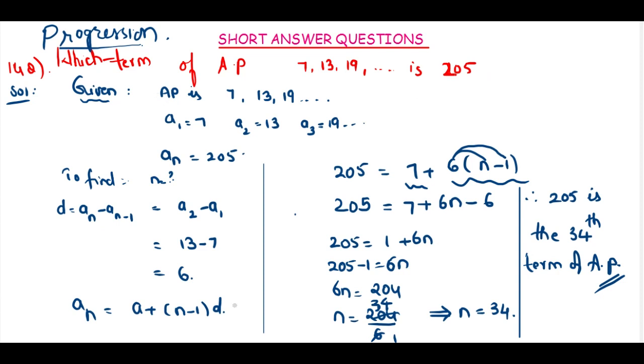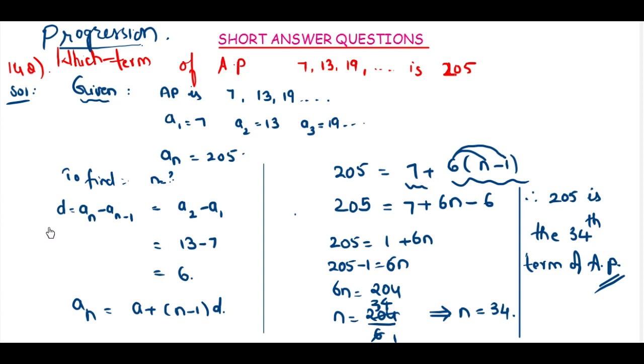So given is an AP. What is the AP we have? 7, 13, 19 and so on. So A1 will be 7, A2 will be 13 and A3 will be 19 and so on. We need to check whether 205 is the term of the AP or not. So we are considering the nth term as 205, and we need to find which term it is. It may be the 10th term, the 15th term or anything like that. So we need to find the n value.